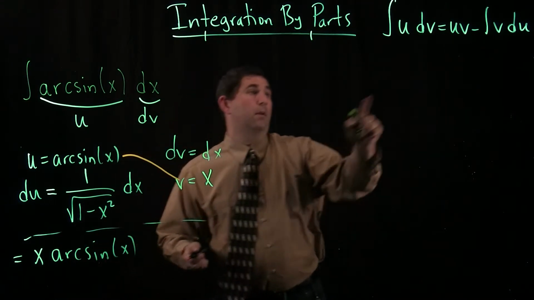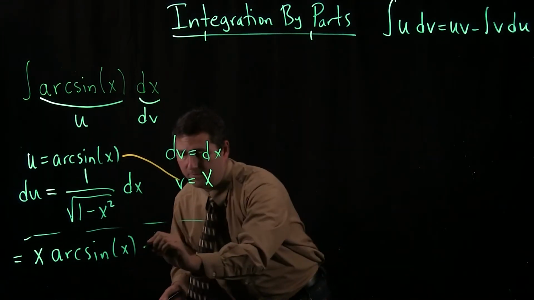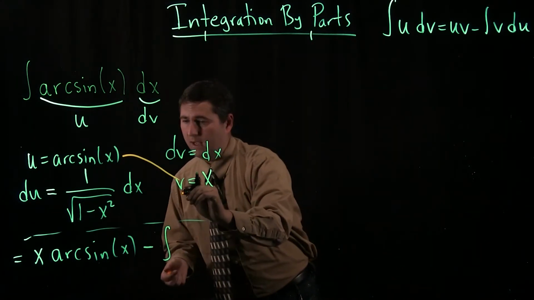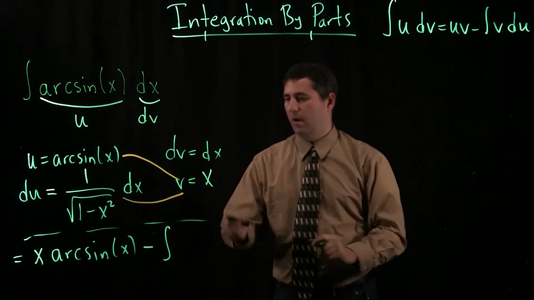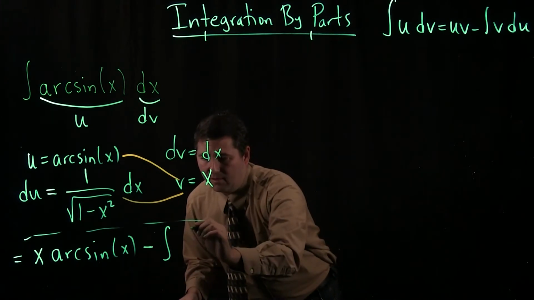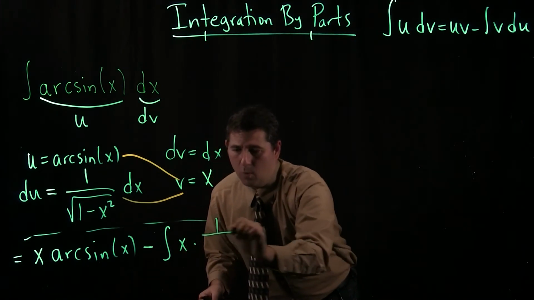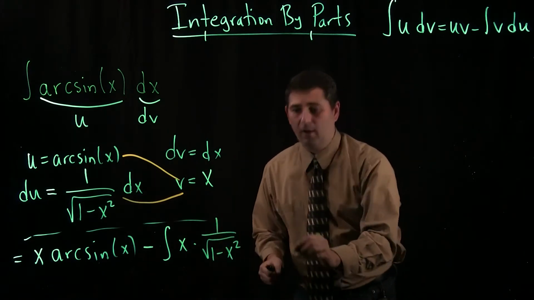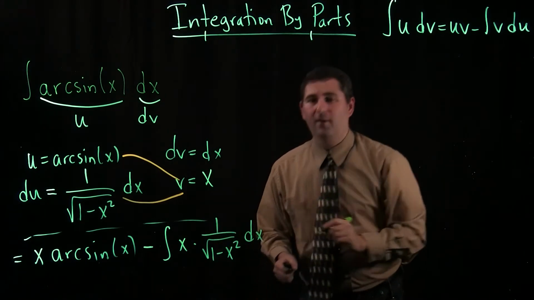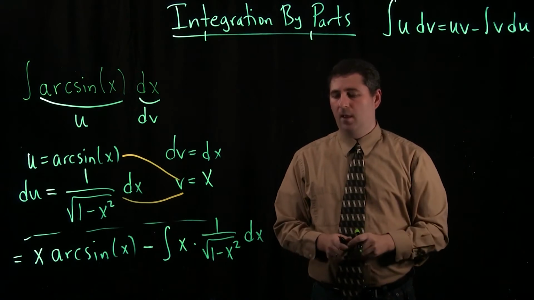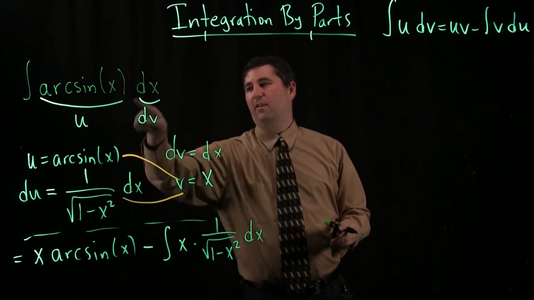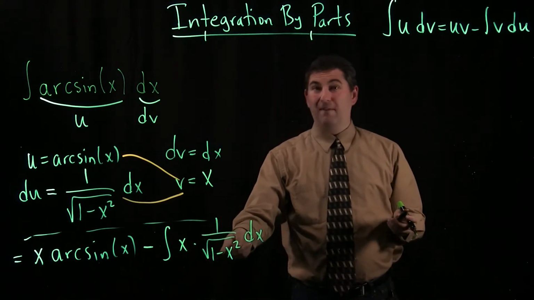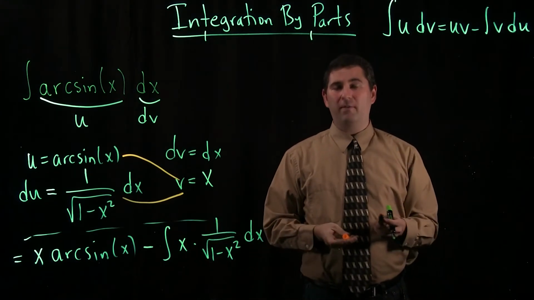All right, what's next? Oh, I need to subtract an antiderivative of v du. So here's my v, here's my du. So I need to do the antiderivative of x times 1 over the square root of 1 minus x squared, and of course, we never forget our dx on the end. Now, I've replaced an antiderivative that I did not know how to solve with an antiderivative that at first I think I still don't know how to solve.